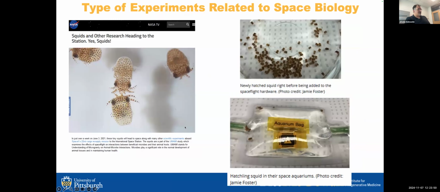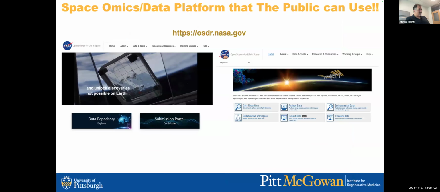People have even sent up squids. As you know, each of these animal models represents some certain feature of human physiology. So if you have any favorite animal models that haven't been sent up in space, maybe we could apply for NASA grants and see if they can send it up.